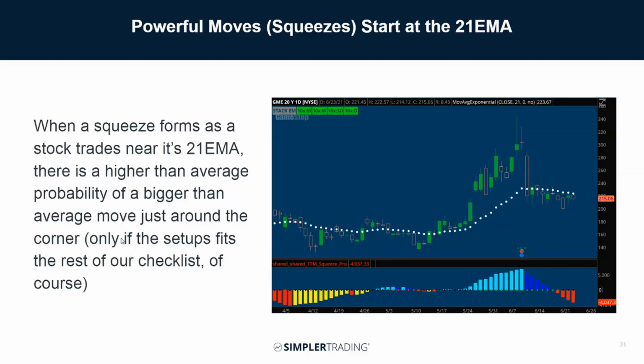Now, when it comes to the squeeze, these powerful moves, they start at the 21 EMA. So when a squeeze forms as a stock is near that 21, there's an increasingly growing probability of a bigger than average move just around the corner. Now keep in mind, we're only going to take that setup if it fits the rest of our checklist. So a daily squeeze at the 21 EMA, it is a good start. We need a little bit more edge though. That's where the few tools we like to focus on and the indicators, that's where they really come in handy here.